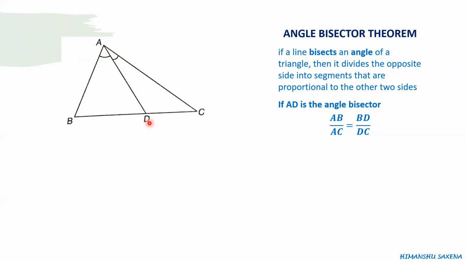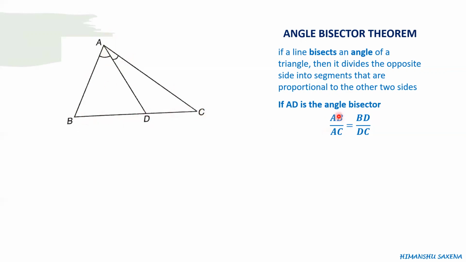Now the theorem says, in case of an angle bisector, if AD is the angle bisector, then AB upon AC is equal to BD upon DC. So if a line bisects an angle of a triangle, then it divides the opposite side into segments that are proportional to the other two sides. So AB upon AC is equal to BD upon DC.